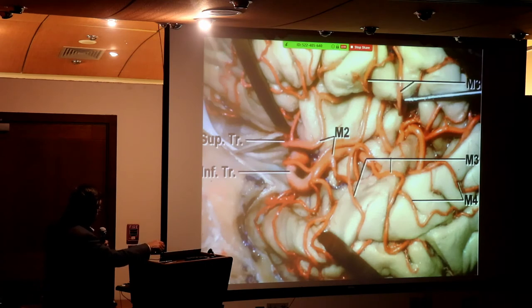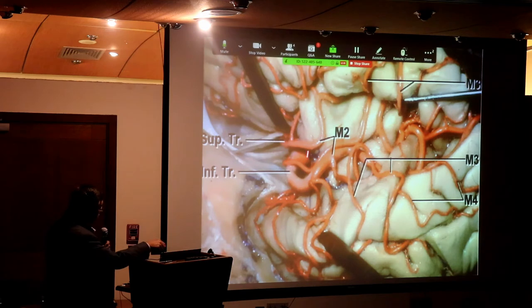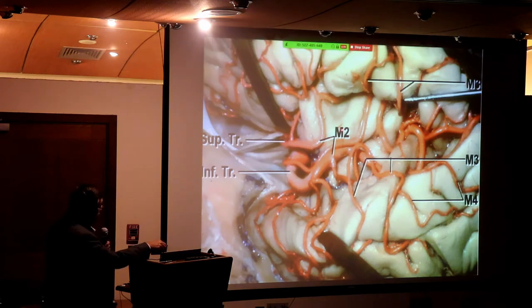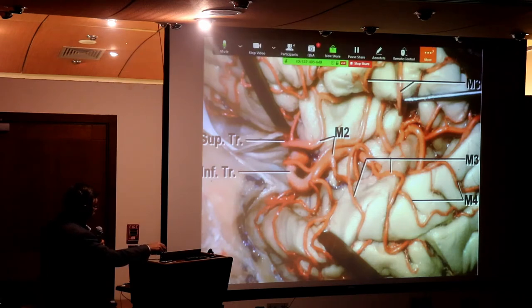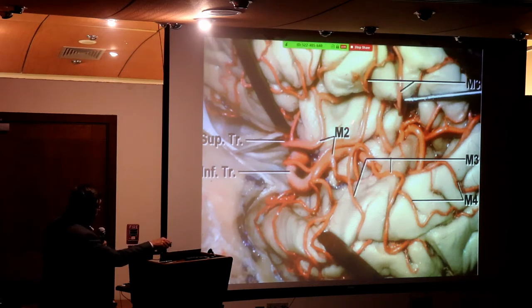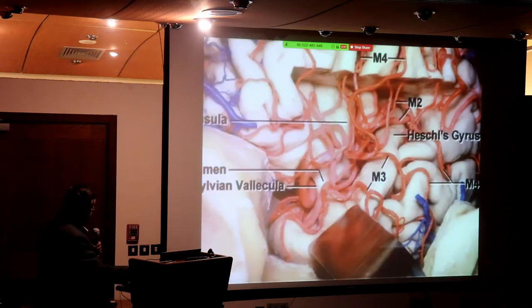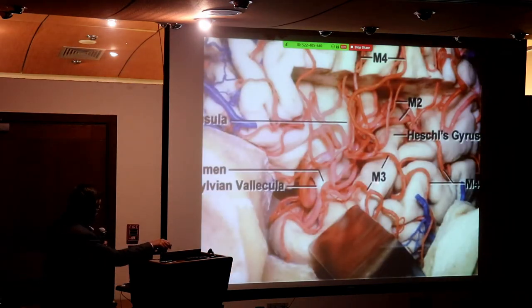So we open the Sylvian fissure, and here you are, the middle cerebral is coming towards us, and it's dividing into an upper branch, which is called the frontal branch, and the lower branch, which we call the temporal branch. So upper frontal, lower temporal. And then when they go over the insula, we call them M2s. And when they leave the insula and climb the cortex, they are called M3, and on top they are M4s. So here you are, M3, M2, M4.